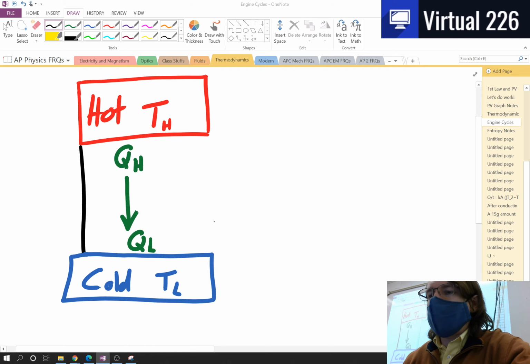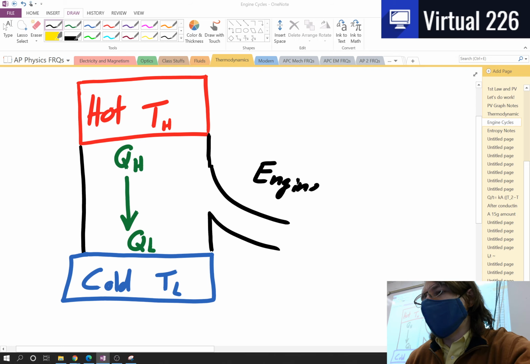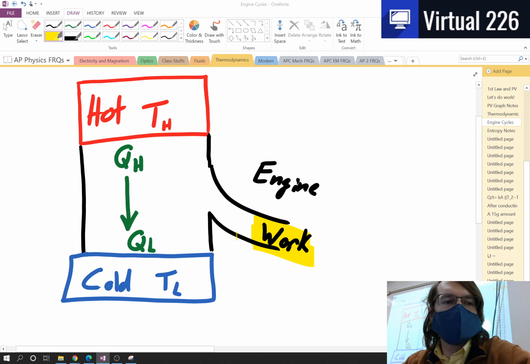Now, what also happens here is while some of this energy just goes from hot to cold, from high to low, some of it is going to be piped out. What we pipe out, this is the engine. And this is where we do useful work. That makes the world go round. That is what we care about.